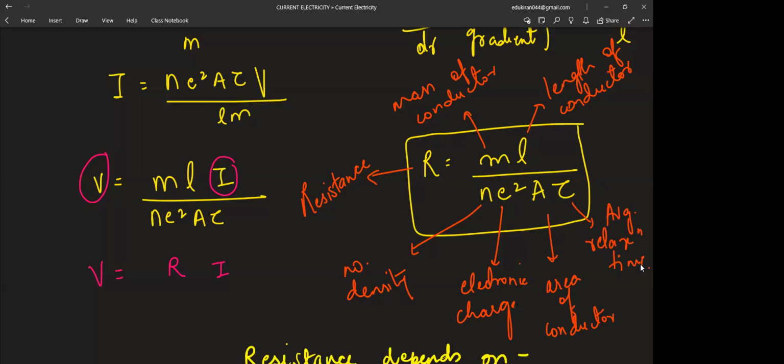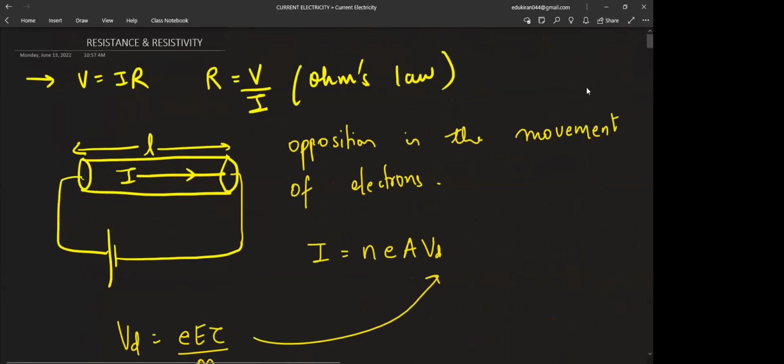Any doubts? No, ma'am. That's clear. Oh, very good. Write it down. If you have anything to ask, you can start writing from here. Make the heading as resistance. Do not write resistivity right now. Just make the heading as resistance. Okay.